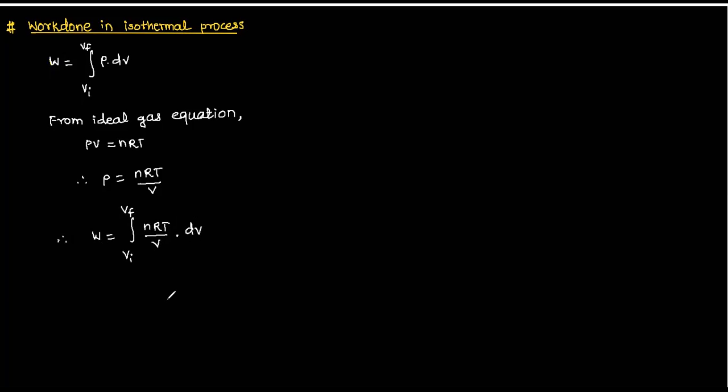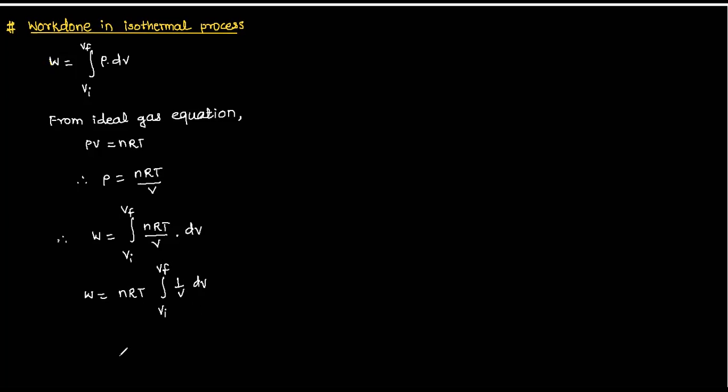Now what is constant here? nRT, can I take it outside? So W is equal to nRT, as it is a constant. n is the number of moles, constant; R is the universal gas constant, constant; T is constant. So what is left inside? 1 by V dV from Vi to Vf.